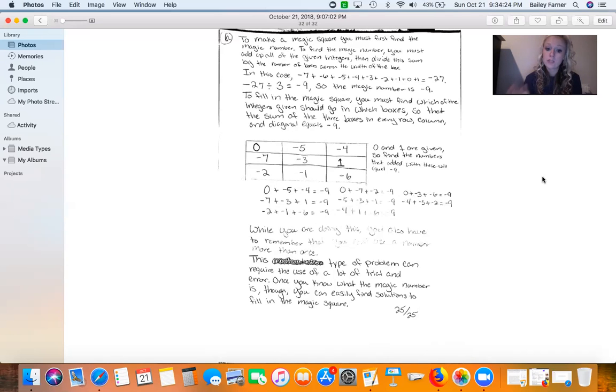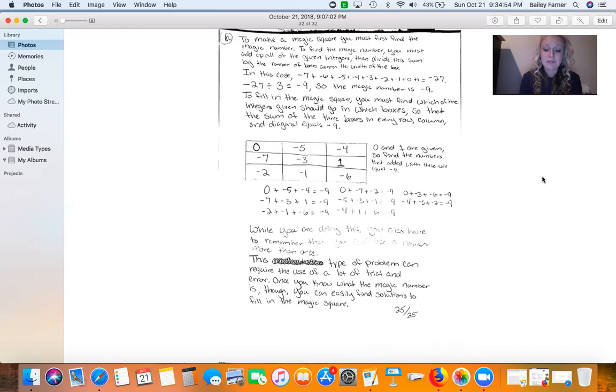And all of the rows and all of the columns, each diagonal, all need to add up to the number -9. And so it's kind of just a game at this point, finding which numbers will go in which box to get this magic number. You can't repeat any numbers. Each number can only be used once. And it helps you out by giving you a couple of given numbers, so you can kind of work around those. And I found that 0 plus -5 plus -4 equals -9.